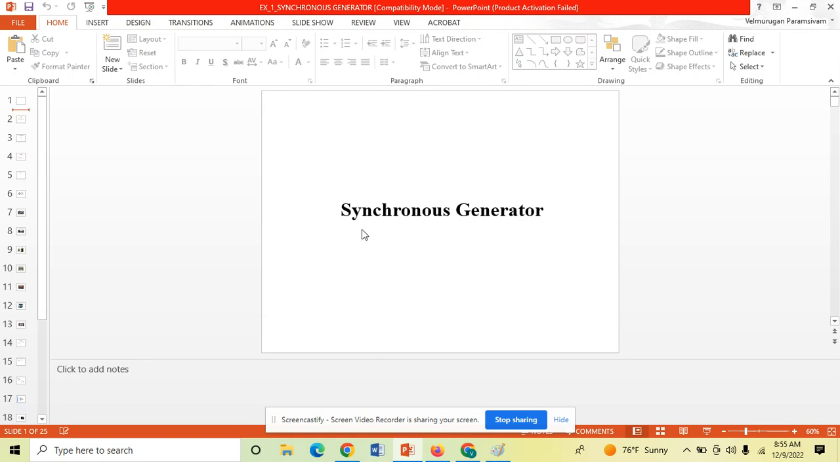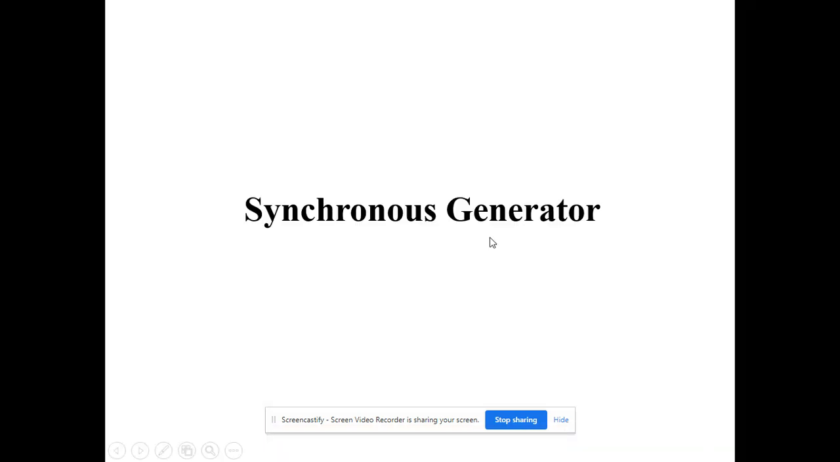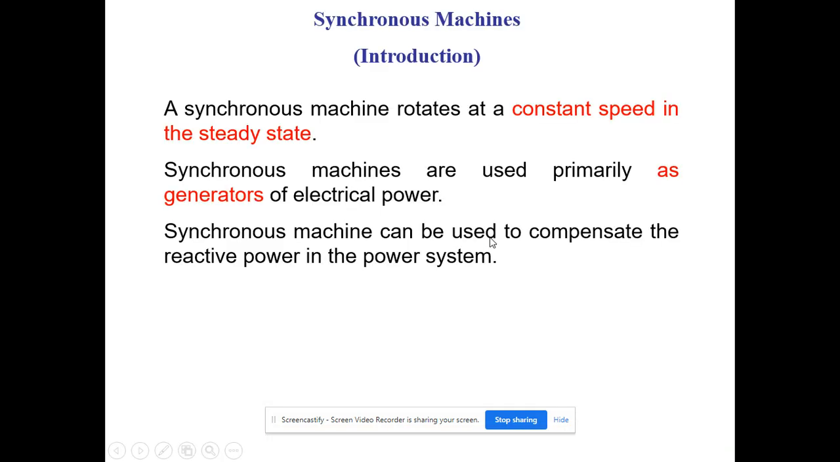So today's topic is the synchronous generator. Going through the slides, we will discuss the synchronous generator's working principle, its types and construction, and what the working parameters are. That is all we will discuss. Yes, the synchronous machine can run as a generator as well as a motor.